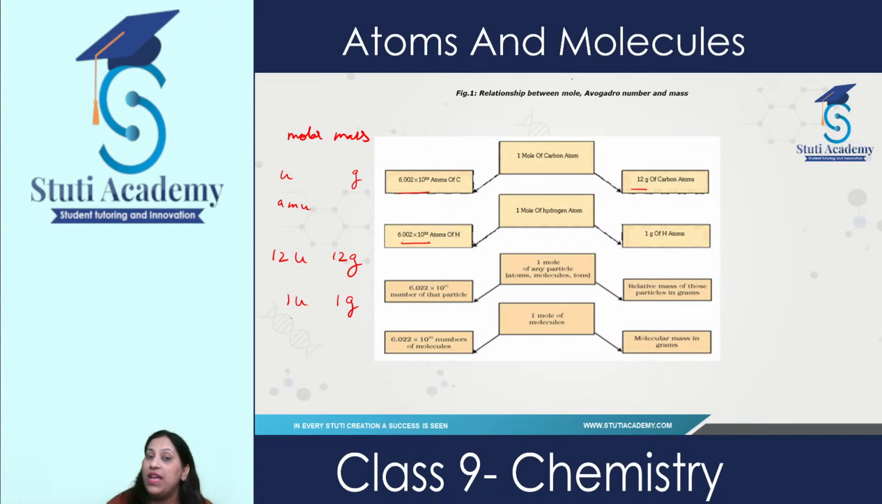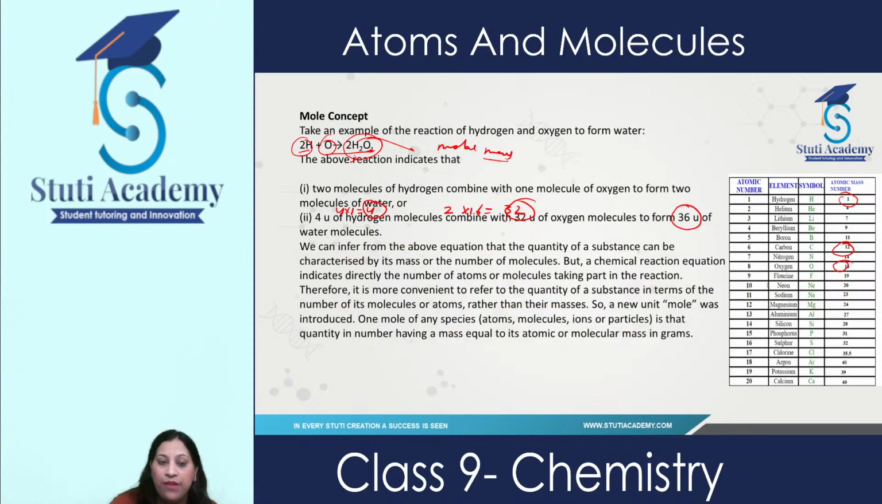And 1 mole of any particle, that can be any ion, cation or anion, is equivalent to the relative mass, and then we write it just in grams. So if we are writing 1 mole of molecules, suppose we take the example of water, which I have just explained to you.